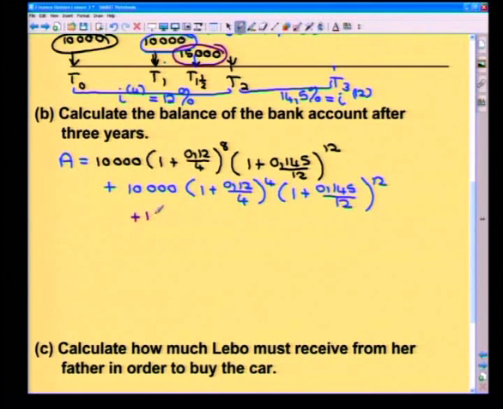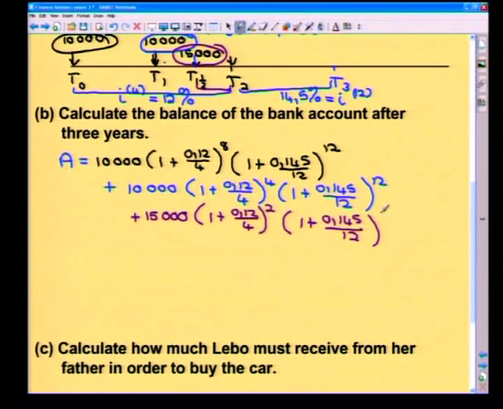And then to that I'm going to add 15,000 Rand. This is only going to get half a year. So it's 1 plus 0.12 over 4, and if I say a half times 4, it's going to be 2. That's logical because if it's only half a year, it's only 2 calculations if there are 4 per year. Then 1 plus 0.145 over 12 to the power 12. Now all I'm going to do is put that in the calculator and work it out.